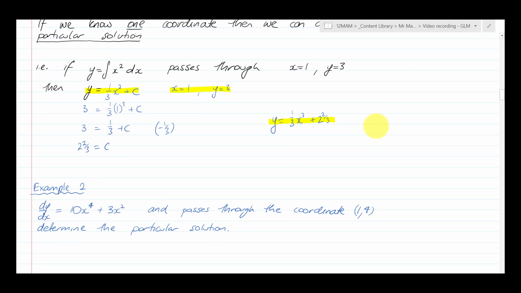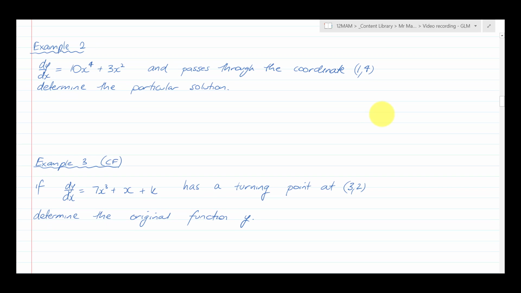So just moving forward, example 2 and example 3, and then we'll finish this off. Let's run through these examples. In example 2, dy dx equals 10x to the power 4 plus 3x squared, and it passes through the coordinate 1, 4. So this is a pretty standard question. You'll see it looking like this a lot.